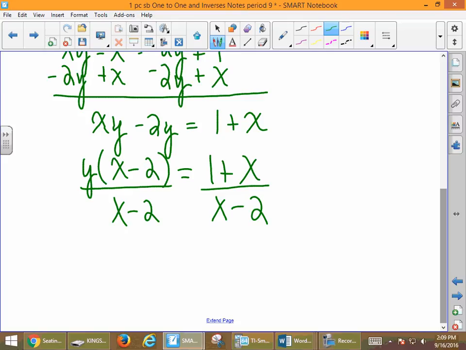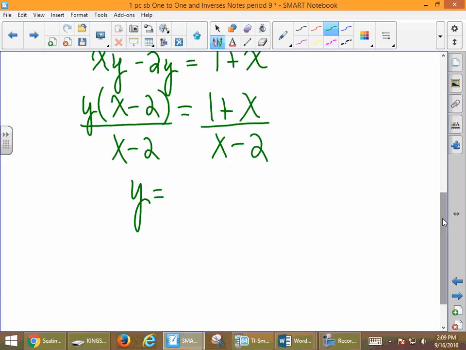And when we do, what we just found is our inverse: 1 plus x divided by x minus 2. Remember that this is the inverse. I usually write both of them. And there we have it.